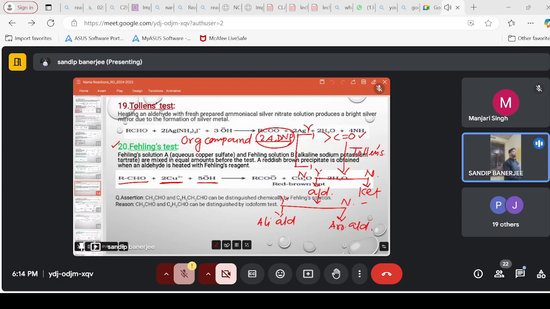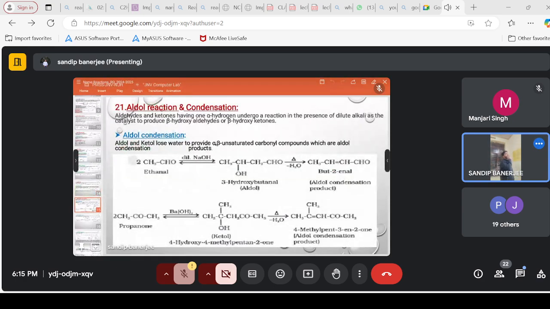These reagents are basically used during the practical, because the final practical exam is already scheduled. I think you are preparing well with the Tollens and Fehling's tests, so I'm not discussing details about these reagents. I'm only discussing where you actually use these two reagents. Okay, I'm moving to the next slide because we have limited time.